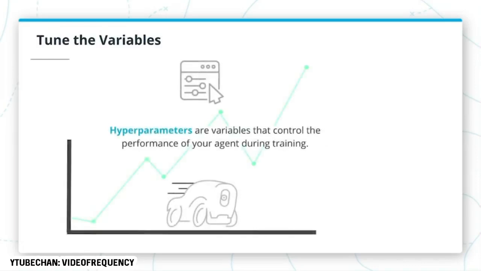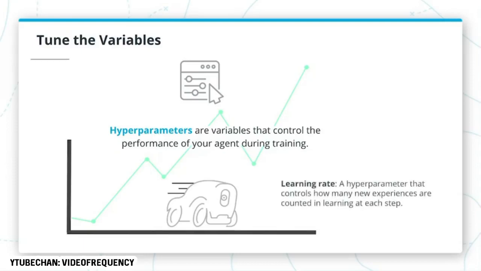Hyperparameters are variables that control the performance of your agent during training. There is a variety of different categories to experiment with. Change the values to increase or decrease the influence of different parts of your model. For example, the learning rate is a hyperparameter that controls how many new experiences are counted in learning at each step. A higher learning rate results in a faster training, but may reduce the model's quality.